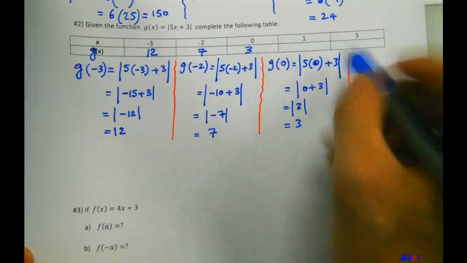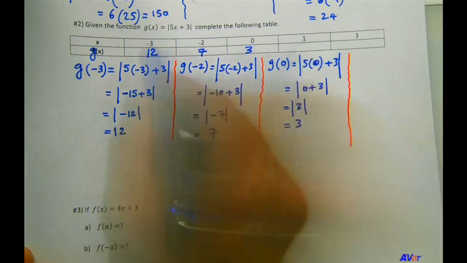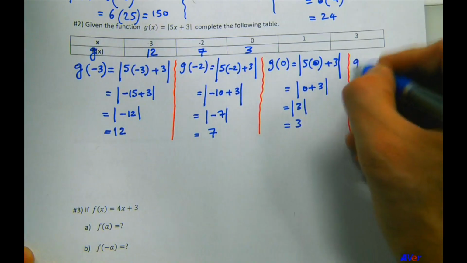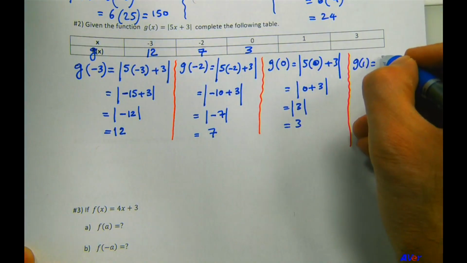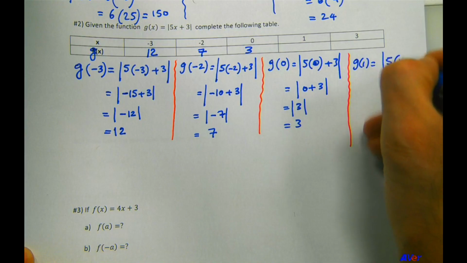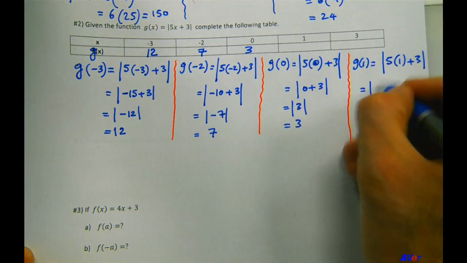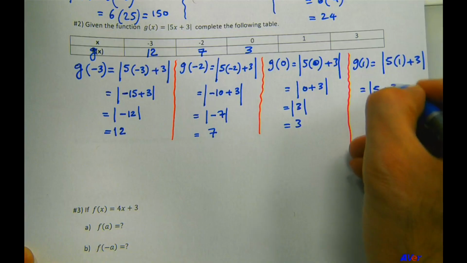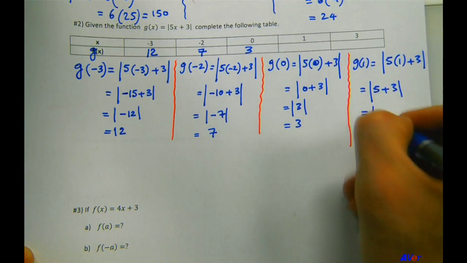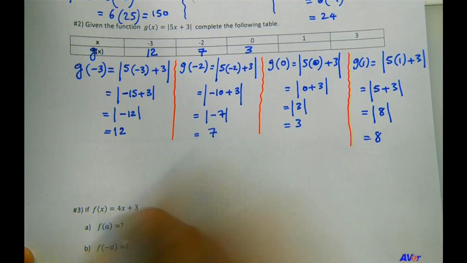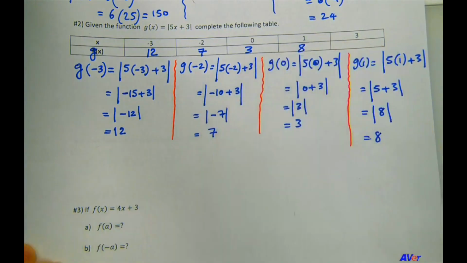And then we evaluate the function at x equals 1. So we have that absolute value of 5 times 1 plus 3 equals 5 plus 3 equals absolute value of 8, which is 8, and that 8 goes in here.